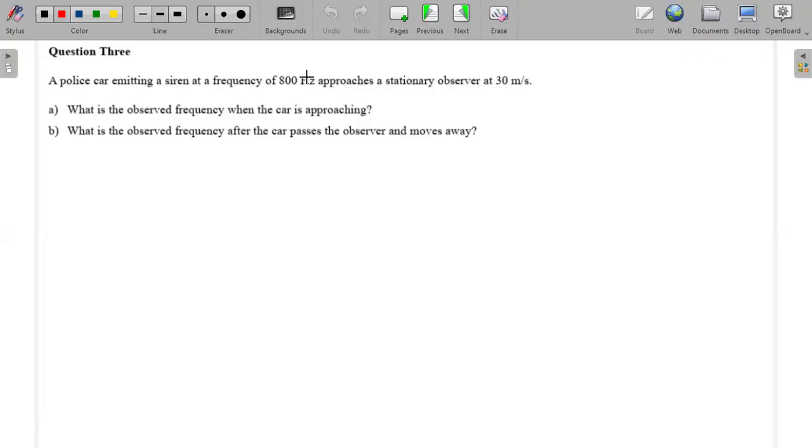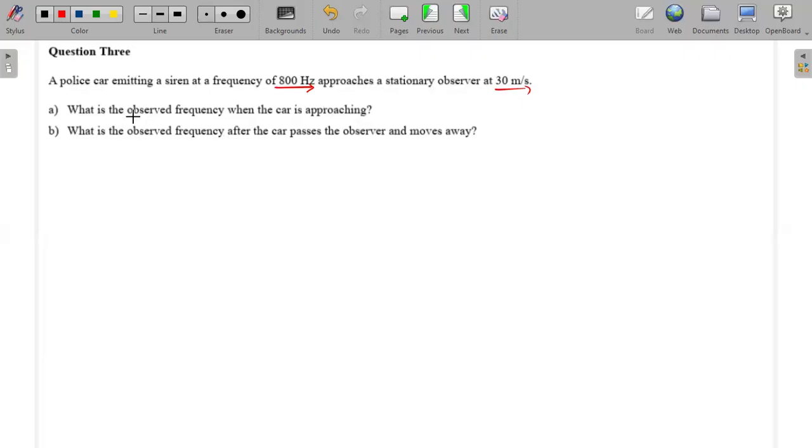That's the statement that we've been given. Now, the first question they're asking in part A is, what is the observed frequency when the car is approaching? All right, so this car is approaching this observer at a speed of 30 meters per second. Then there is an emitting frequency, the frequency at which the siren is emitting its waves, which is 800 hertz.